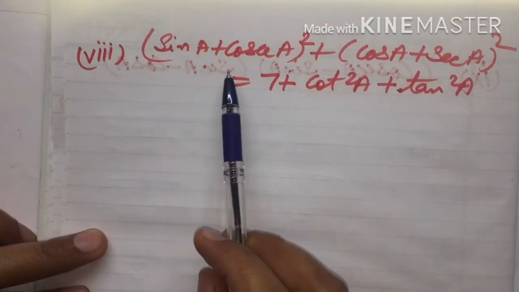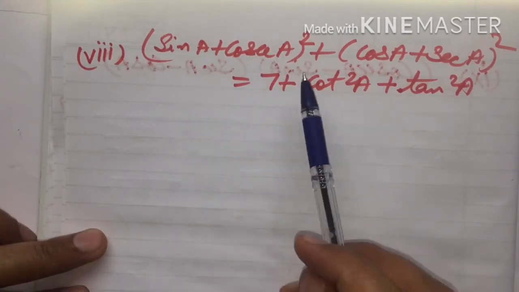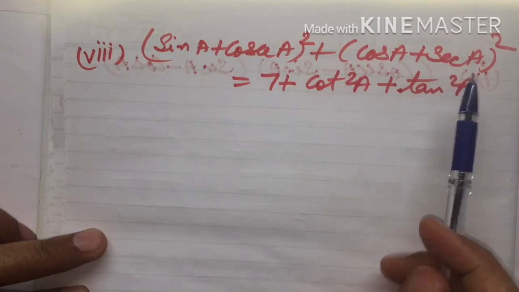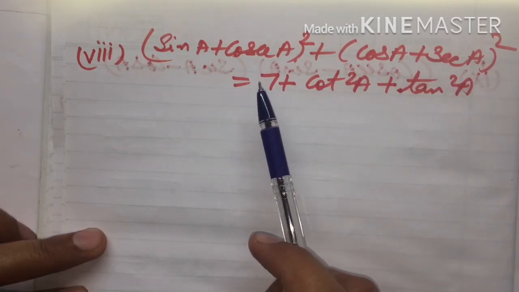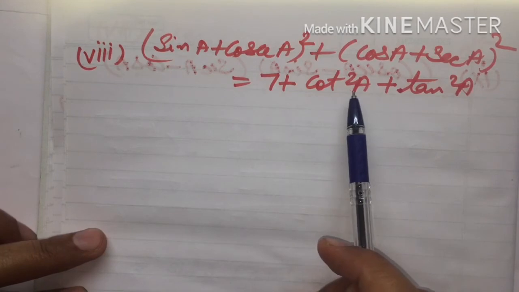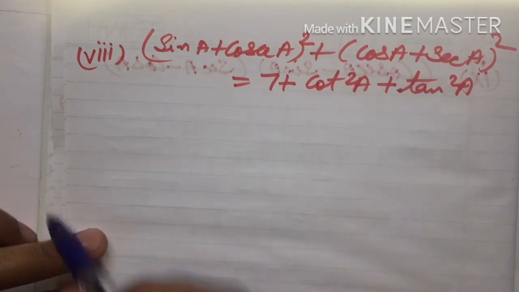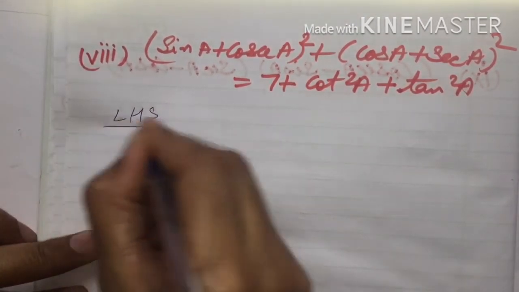Eighth part: (sin a plus cosecant a) whole square plus (cos a plus secant a) whole square. We need to prove this is equal to 7 plus cot square a plus tan square a. So let's start from the left hand side.